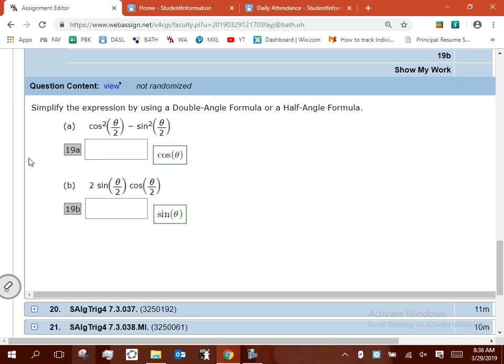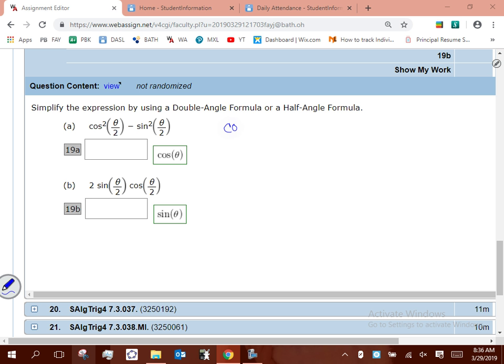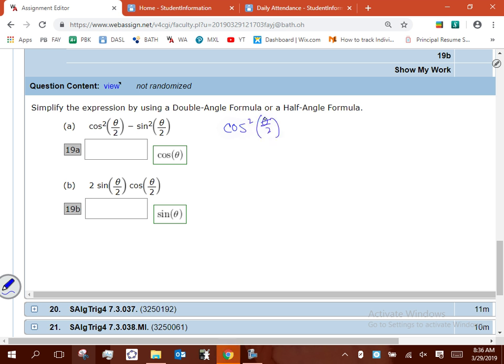Okay, simplify the expression by using a double angle formula or a half angle formula. Okay. So we've got cosine squared of theta over 2 minus sine squared of theta over 2. Now, what happens here is I don't really care so much about what the argument is at the moment. As long as it's the same, I think that matters.